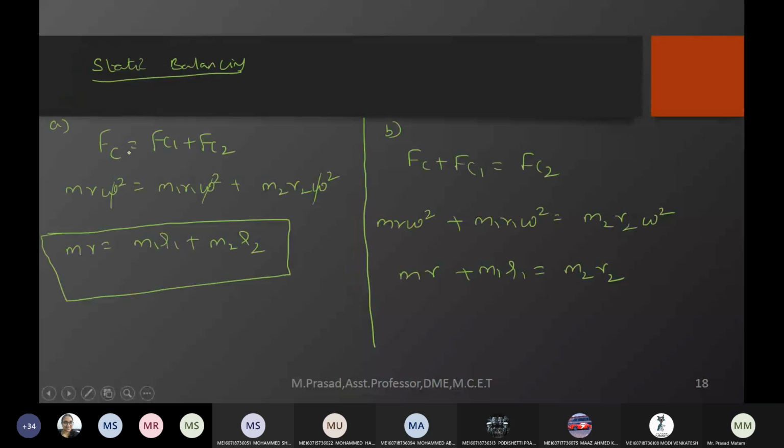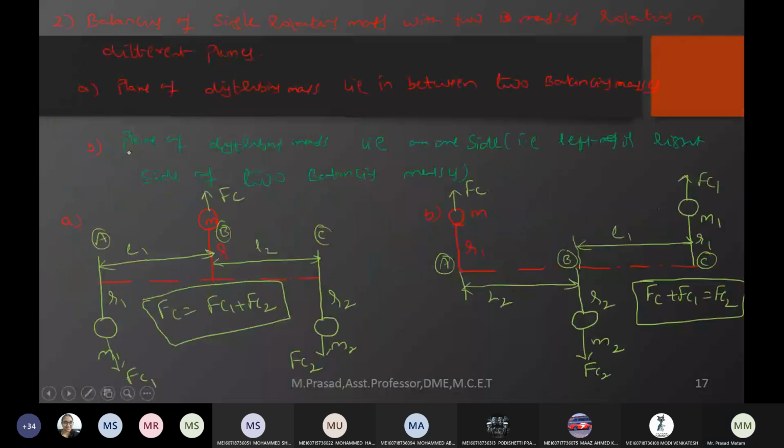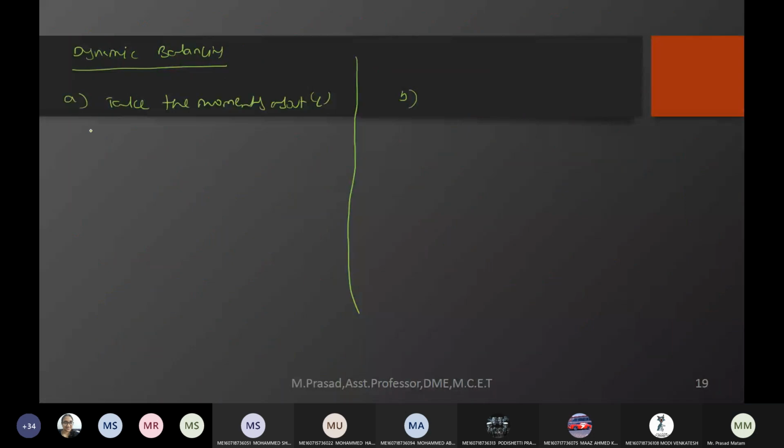So if I take about point C, how can I write? FC1 I am having the force. With respect to C, what is the force I am having here? The centrifugal force multiplied by the distance. What is the distance here? L1 and L2, total distance I can write. That is one. Second one is upward force FC and L2. I can write the equation like this: FC1 into L1 plus L2 is equal to FC into L2. So the total distance L1 plus L2 is nothing but the length of the shaft. I can write it as L, which is equal to FC into L2.